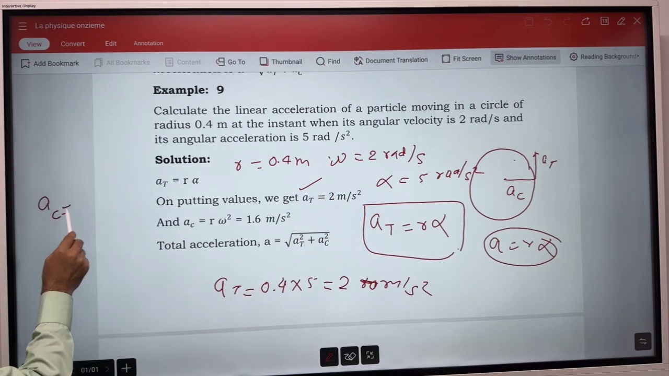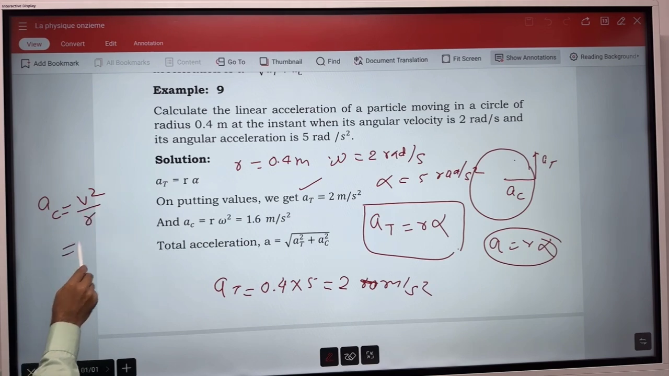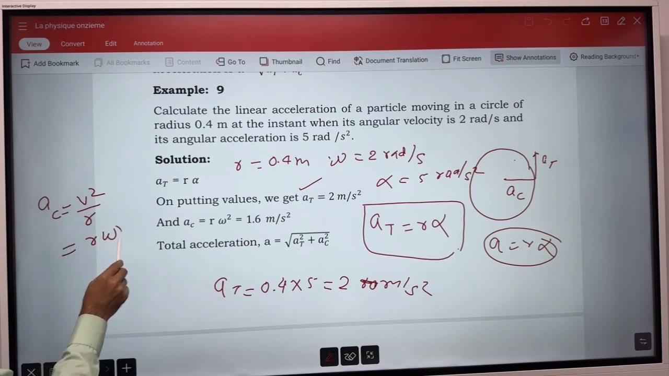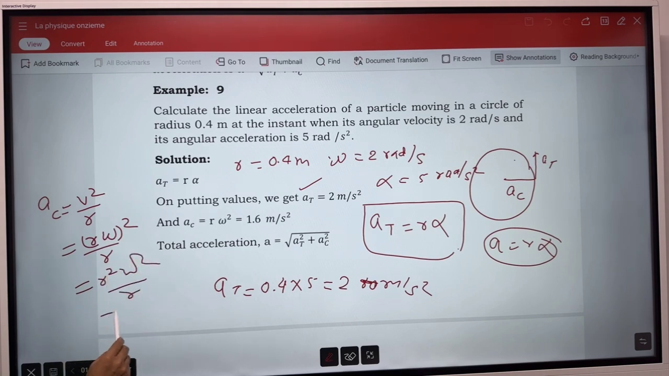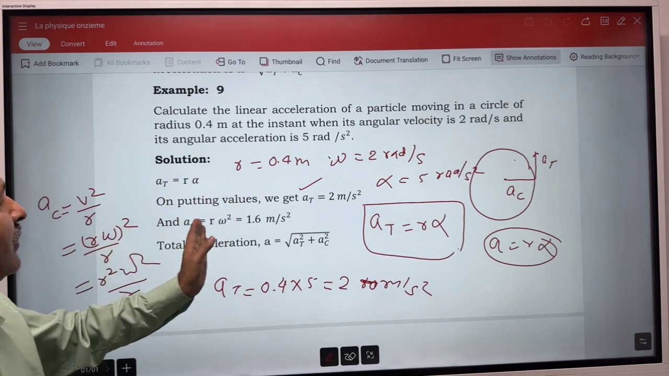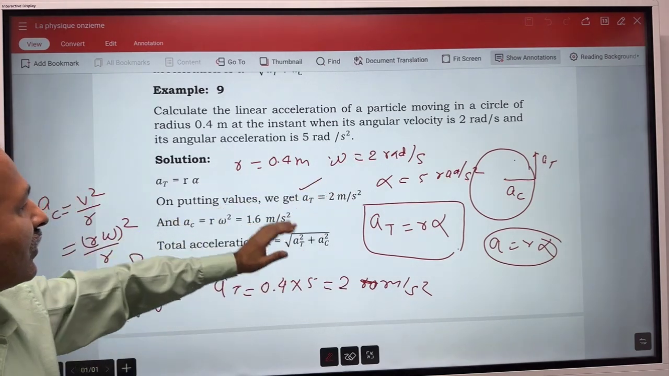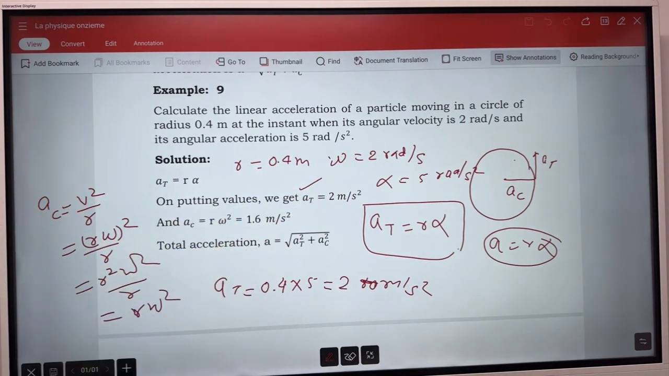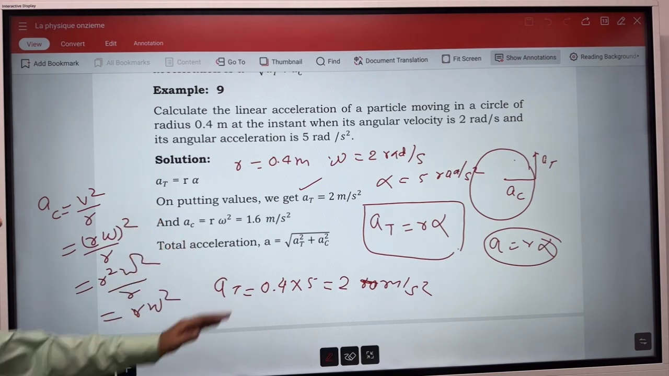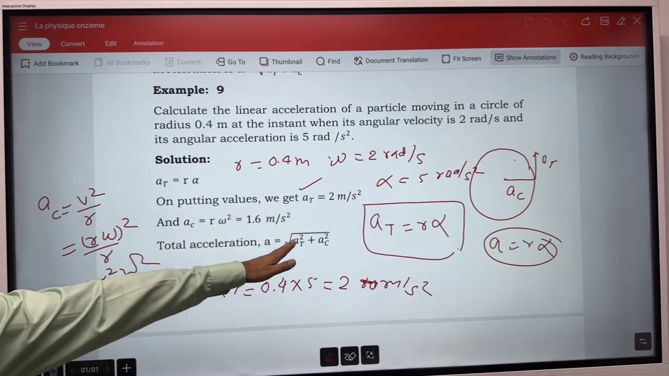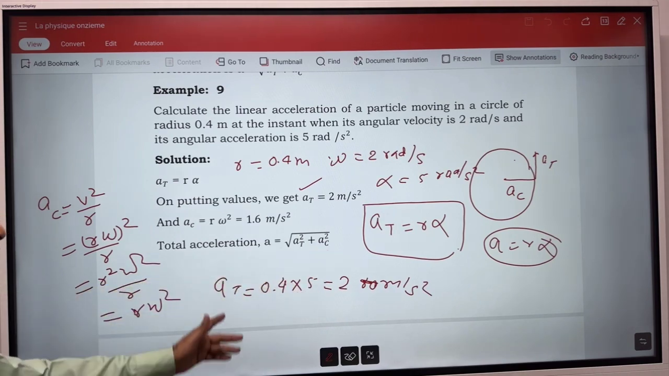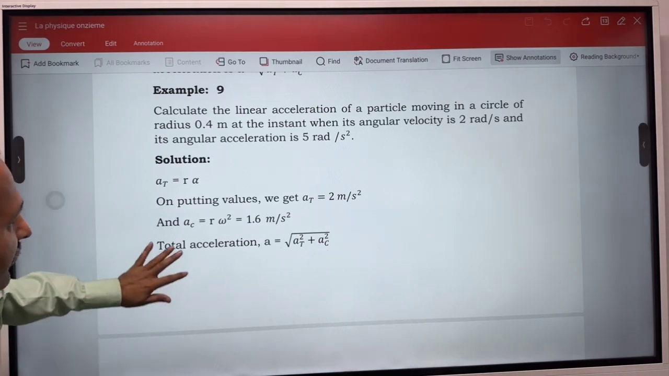So we have got the value of AT, and we have to get the value of AC. AC is V square upon R, but V equal to R omega. So R omega whole square upon R is R square omega square upon R, which gives R times omega square. So we can put the value of R and omega. R is given as 0.4 and omega square of this, so the total value will give 1.6 meter per second squared.